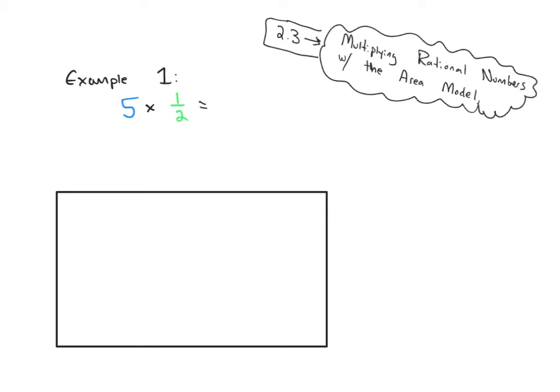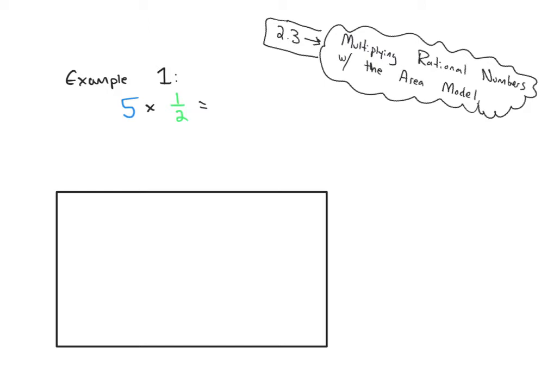Hello, welcome to Unit 2, Lesson 3, multiplying rational numbers with the area model. Just to get us warmed up here, I wanted us to take a look at what would happen if we had a positive integer multiplied by a fraction. So here we have positive 5 multiplied by a positive 1/2.